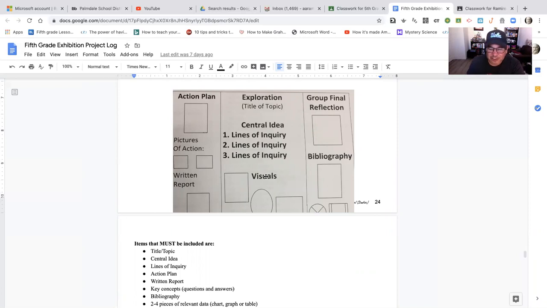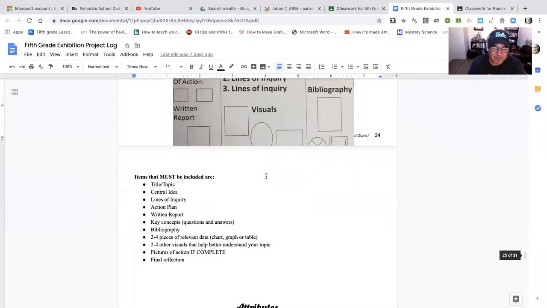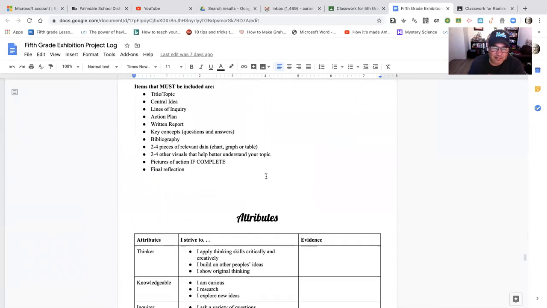So you're doing too much. You should just put them directly into a Google slideshow. Okay, but these are the items that we're looking for that must be included in the Google slideshow. And if you raise your hand and tell me where to get these from, oh, I see. Oh, yes, you're correct. You get them from the exhibition log, the thing we're looking at right now.